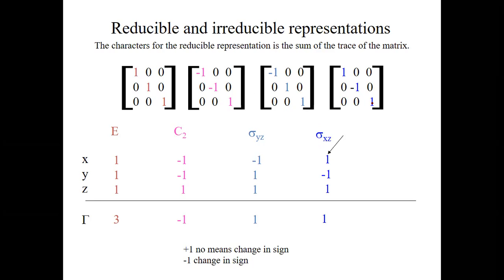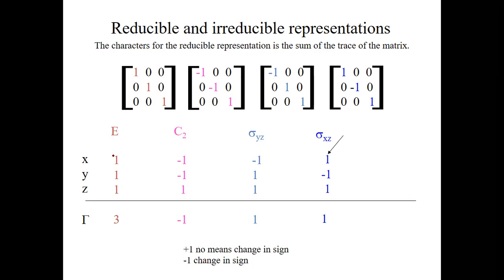So for that reason, you can say now that these characters here, 1, minus 1, minus 1, and 1, they tell you what the symmetry operations do with the x coordinate. These 4 characters here tell you what the 4 symmetry operations do with the y coordinate. And the last 4 numbers here tell you what the symmetry operations do with the z coordinate.